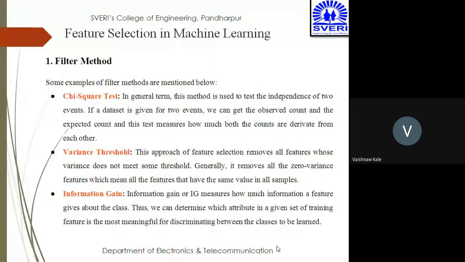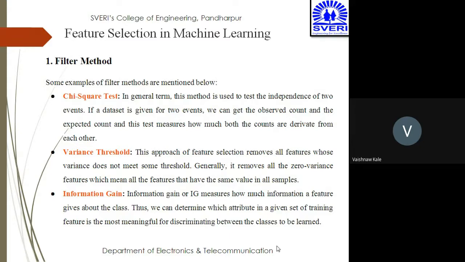Now what is a chi-square test method? In general terms, this method is used to test the independence of two events, यानी कि इनके बीच में क्या रिलेशन है, क्या वो डिपेंडेंट है, क्या वो इंडिपेंडेंट है. If the data set is given for two events, we can observe the count and then expected the count. This test measures how much both the counts are derivative from each other, right? This is done for the chi square test.